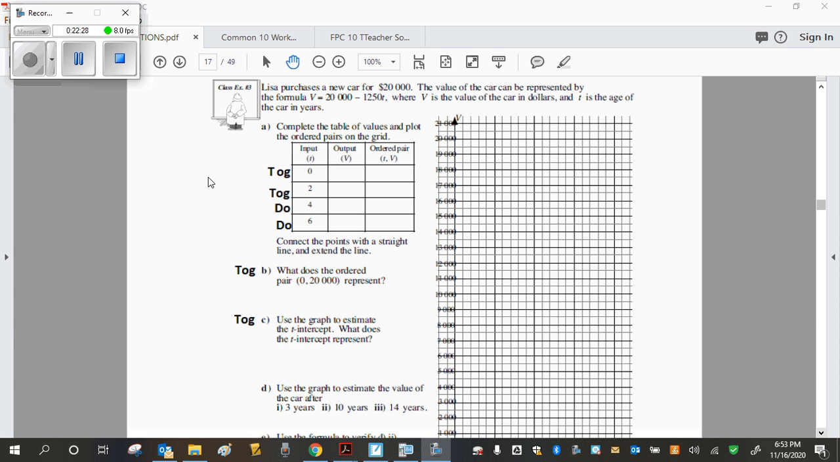Okay, so we have just one question to do before another homework section, and I'll give you 20 minutes to work on that. Let's read. Lisa purchases a new car for $20,000. The value of the car can be represented by the formula V equals 20,000 subtract 1,250 T, where V is the value of the car in dollars and T is the age of the car in years.